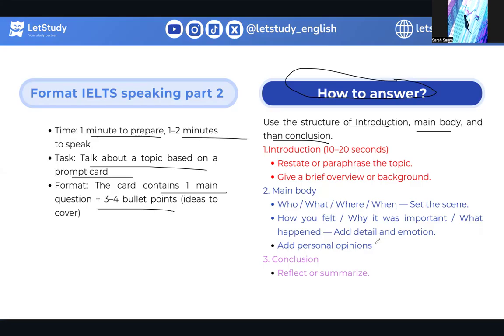Now, the introduction is usually only 10 to 20 seconds. Jadi, ya, lumayan pendek. We can restate or paraphrase the topic, give an overview or background. The second is the main body.